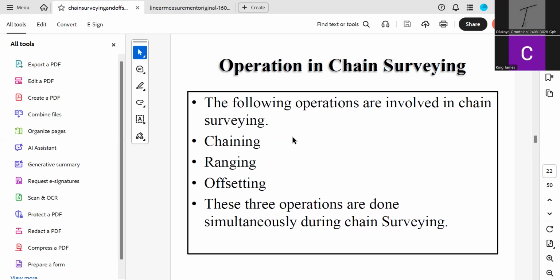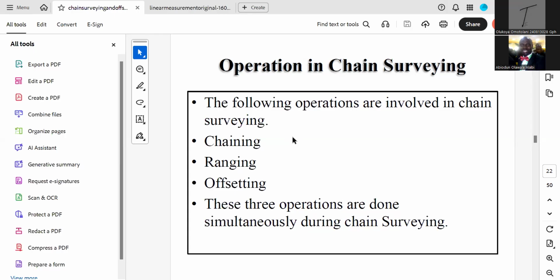Chaining is measuring the distance using contact chain, Gunter's chain, or measuring tape. Using what? Contact chain is the measurement of distance using... I said contact chain, Gunter's chain. Okay, yes, Gunter's chain, or measuring tape. Okay, good. Then for the ranging, fantastic.